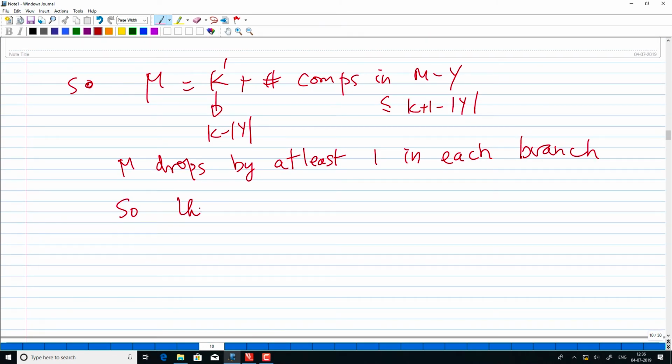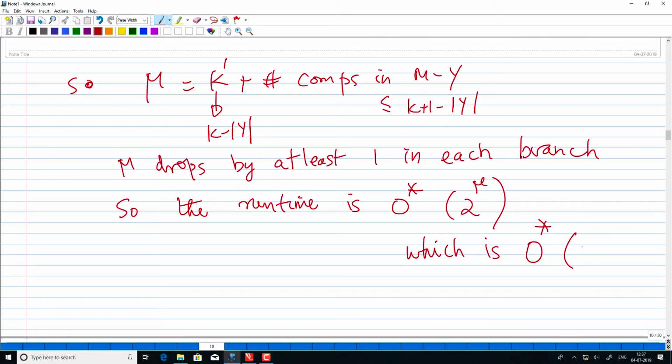So the runtime is O star 2 power mu, but mu is at most 2k minus Y, but if you ignore all that, which is basically some 4 power k. Oh, this is for a fixed Y. Okay, you should keep in mind. Once I fix Y, then the remaining problem is something like 4 power k.